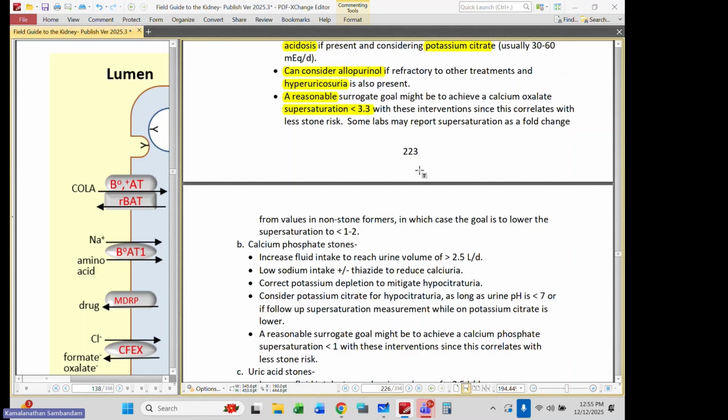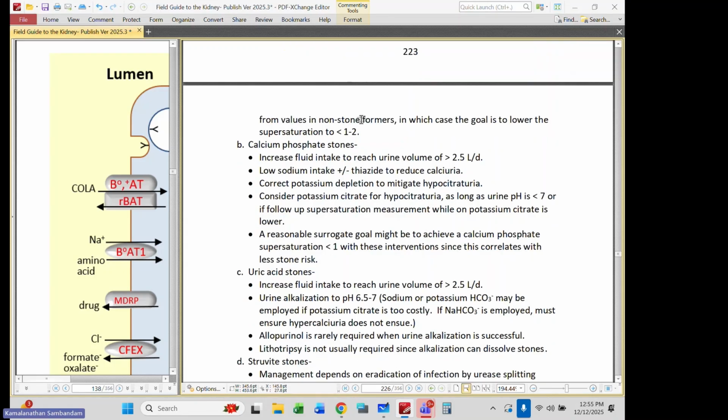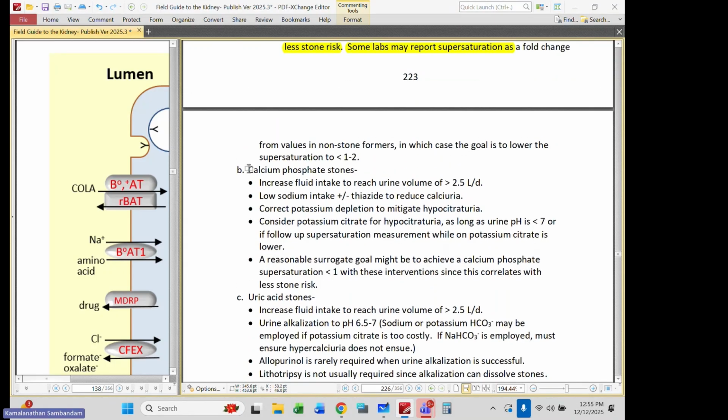we want to, again, try and lower that supersaturation. There's some weak data that lowering your supersaturation to less than 3.5 or so confers a lower risk of recurrent stones, okay? And again, some labs report data as a fold change. And in that case, you want your relative supersaturation to be less than this 1 to 2 range, okay?